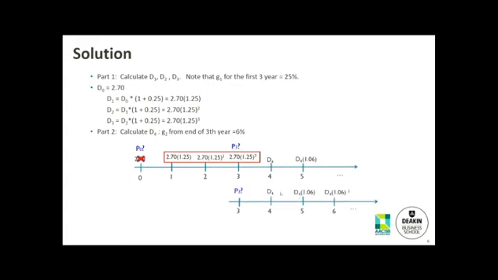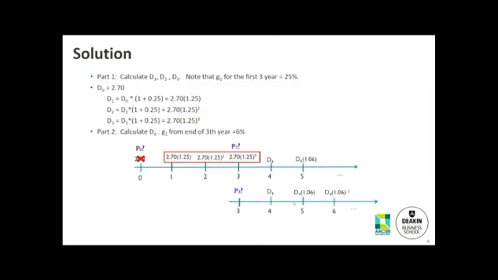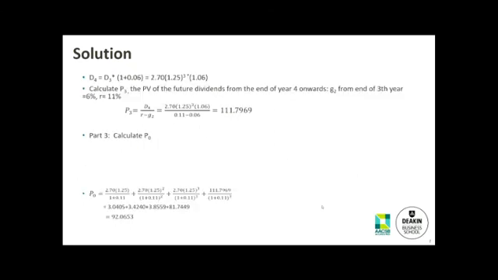D4 is equal to D3 times 1 plus 6%. You calculate P3. P3 is equal to D4 divided by R minus G, because starting from D4 onward, it is a constant stage. So you are then able to work out P3. Up to this stage, about the D1, D2, D3, D4, and P3 calculation, any questions?